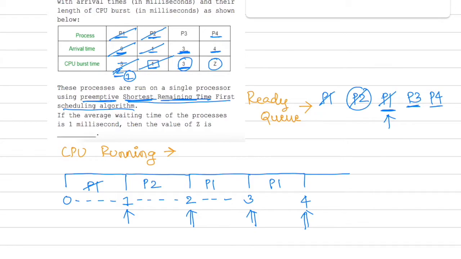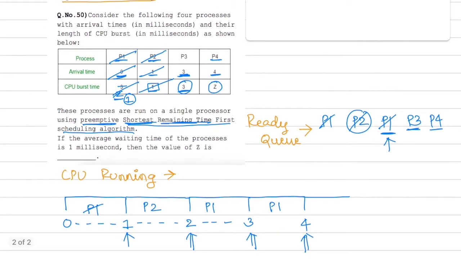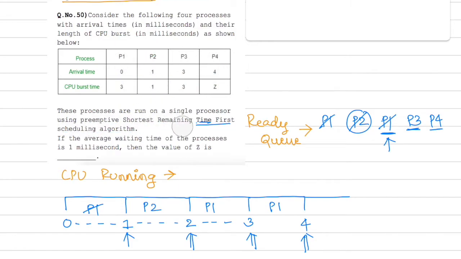Now, before we move ahead, let us calculate the waiting time of the terminated processes, which are P1 and P2. Okay, so I'm going to clear this mess first. Here it goes. Let's clear this also. Okay, and let's also clear this. This is not required.